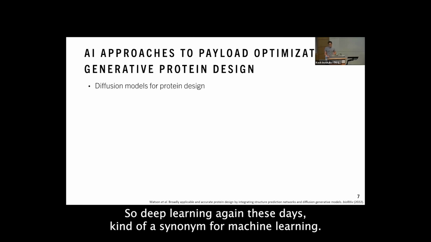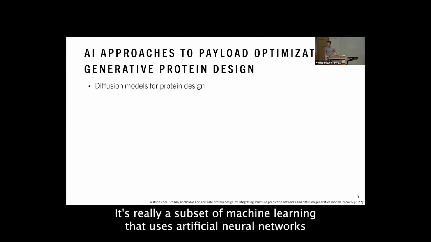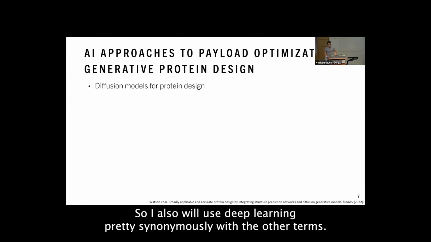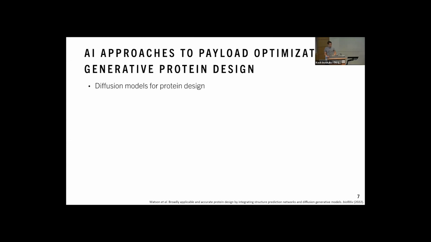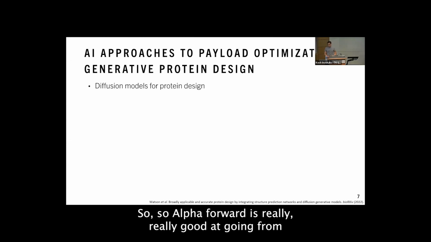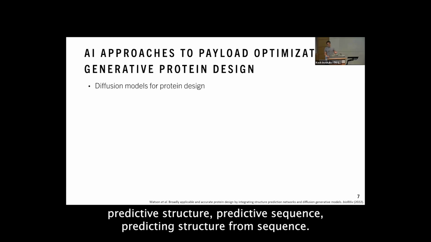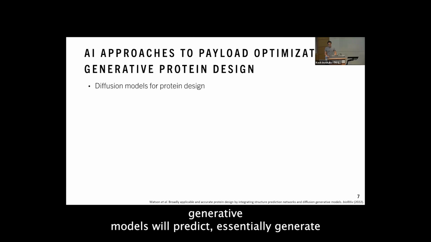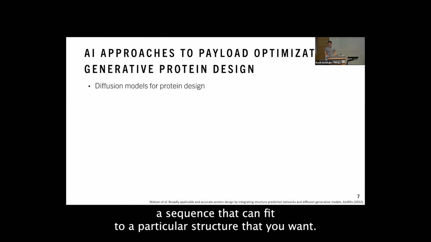So deep learning, again, these days is kind of a synonym for machine learning. It's really a subset of machine learning that uses artificial neural networks in a particular kind of context, but most of the leading models use it. So I will also use deep learning pretty synonymously with the other terms. So AlphaFold is really, really good at predicting structure from sequence. But what the latest models do, so-called generative models, will essentially generate a sequence that can fit to a particular structure that you want.